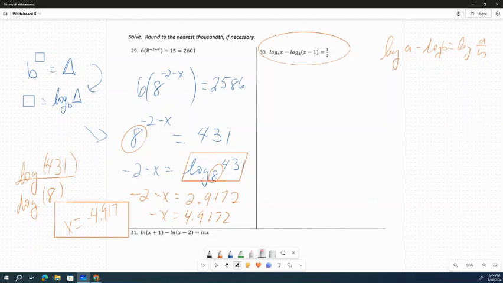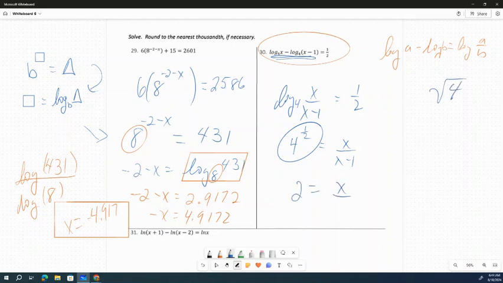All right, hurry up. So here we go. I have the log of x over x minus 1 is equal to 1/2. And the base of this is 4. Mind you, you can only use these properties when the bases are the same. So I take the base, raise it to a power, equals the log-an, also known as the argument. 4 to the 1/2 power is actually just the square root of 4. So I get 2 equals x over x minus 1.